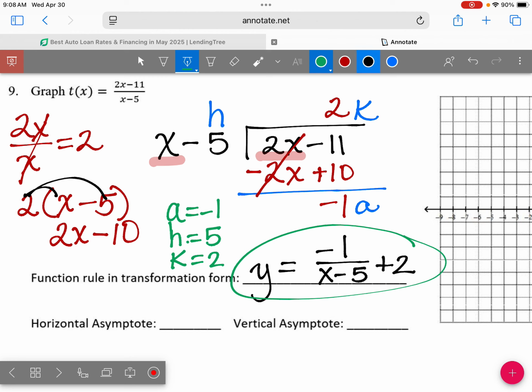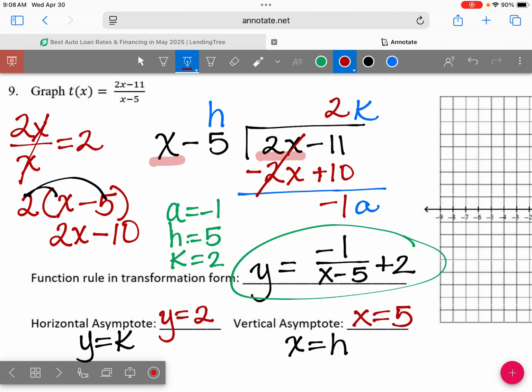And whenever you're writing your equations, your horizontal asymptote is y equals k, and your vertical one is x equals h. So let's go ahead and write our equations for our asymptotes. So y equals k, so that would be y equals 2. x equals h, so that would be x equals 5.